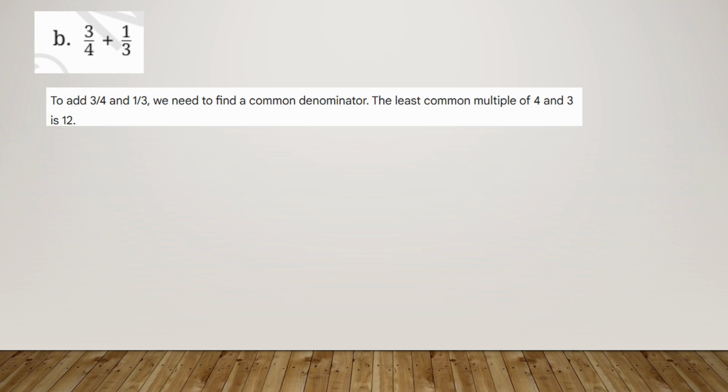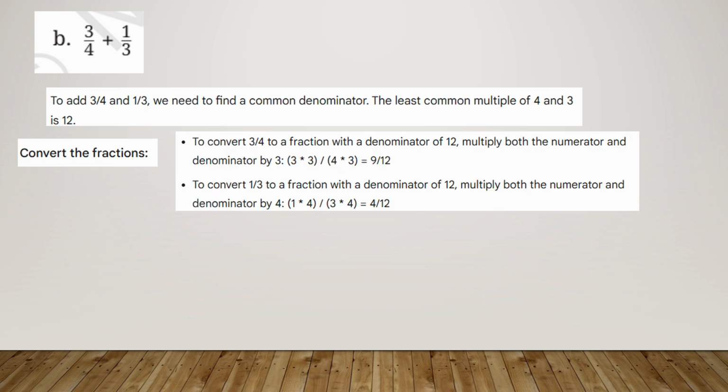The least common multiple of 4 and 3 is 12. 4 into 3 is 12. So, the common denominator now becomes 12. Then, we have to convert the fractions. To convert 3 by 4 to a fraction with a denominator of 12, what we should do? Multiply both the numerator and denominator by 3. That is 3 into 3 is 9, 4 into 3 is 12. So, 3 by 4 becomes 9 by 12.